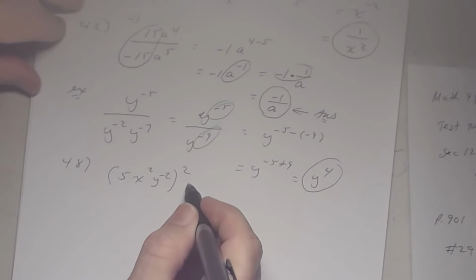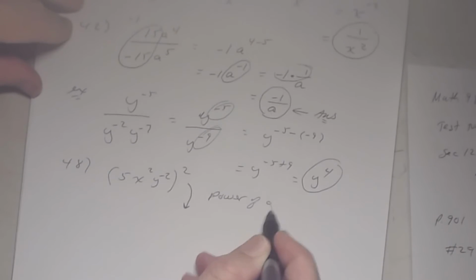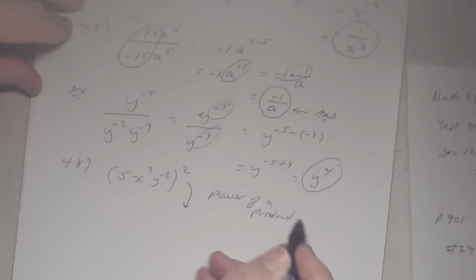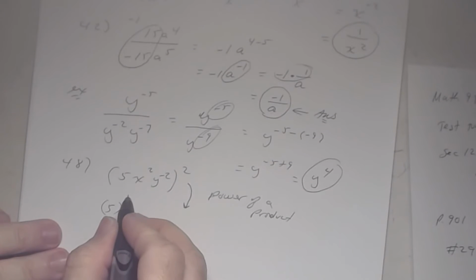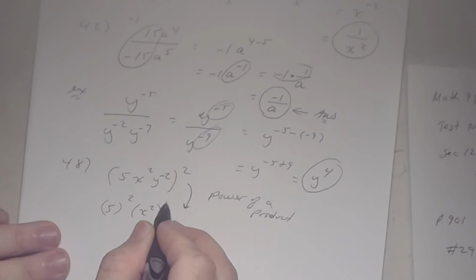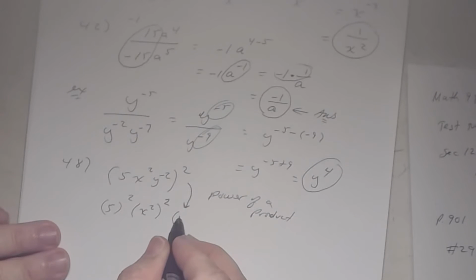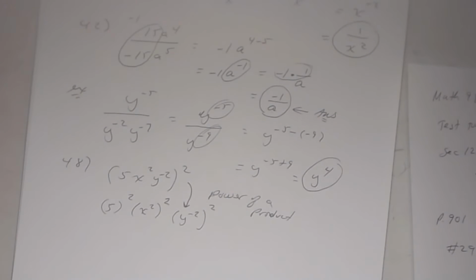So for some of you, it may be helpful to write in this next step. Each factor that's inside the parentheses, I'm going to put in parentheses by itself. So what's the first factor that you see? The 5. So 5 has to be raised to what power? The second. What's the next factor that you see? X squared. It has to be raised to the second. What's the next factor that you see? To the negative second. It has to be raised to what power? The second power. Okay? So power of a product says that each factor is raised to that power.